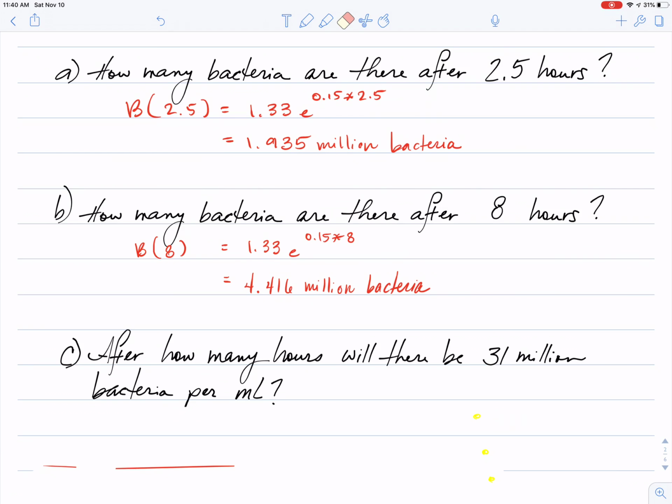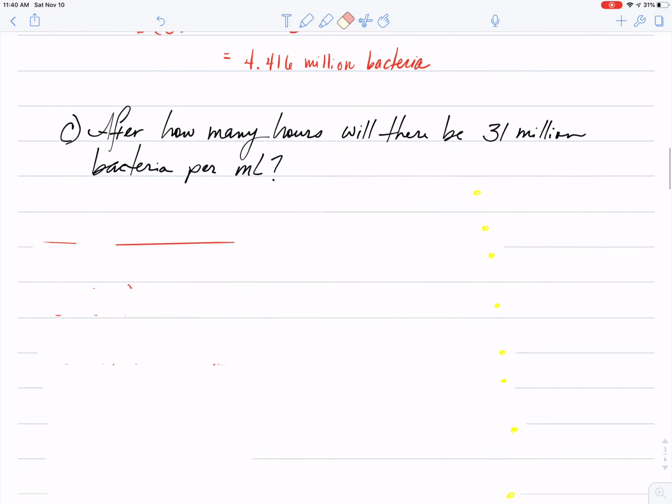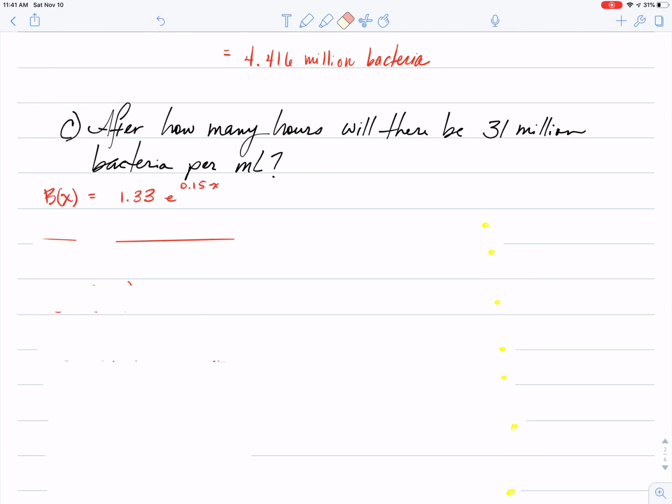This time it's asking how many hours is it going to be before there's 31 million bacteria. So now I'm looking for X when I have been given the number of bacteria. So the first thing that we want to do is we are using this formula again, just rewriting that so that we can see it. And this time I'm plugging in the 31 for the B value, but I'm leaving the X alone. So my X is my unknown.